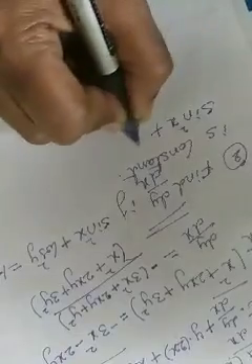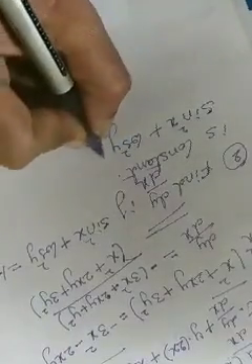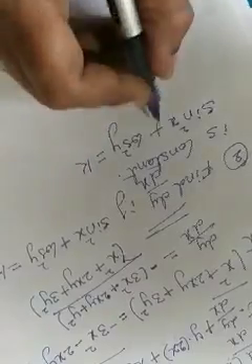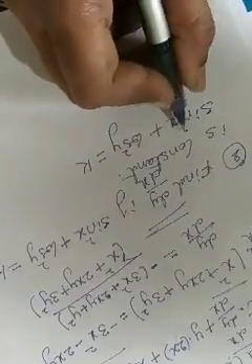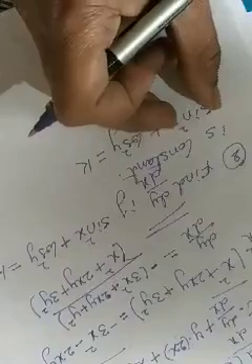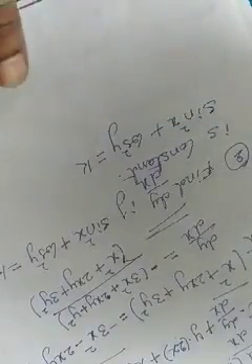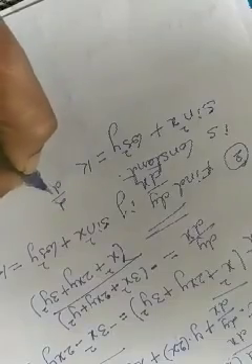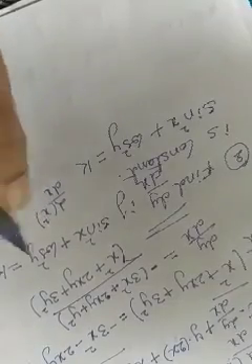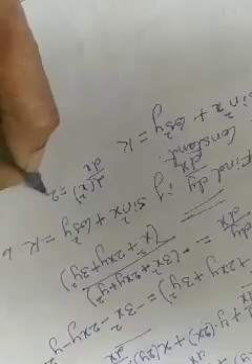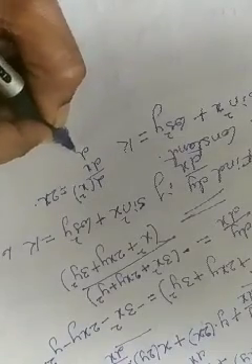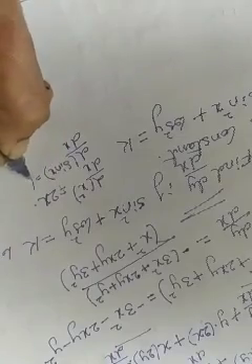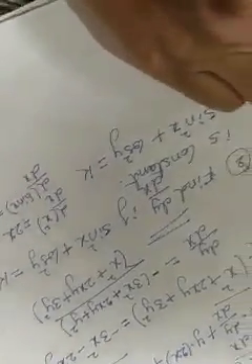Sin square x plus cos square y is equal to k. What is the derivative of sin square? First power, differentiate. Question, assume as x square. What is the x square derivative? d by dx of x square is 2x. What is the derivative of sin x? Derivative of sin x is cos x.